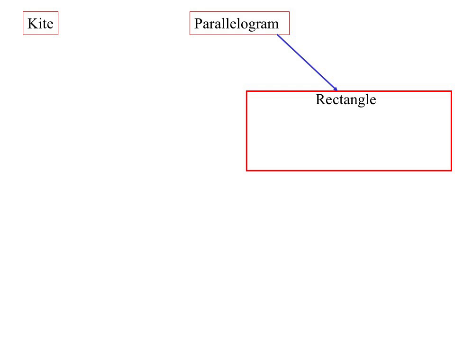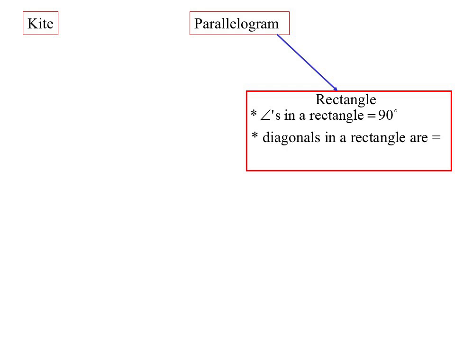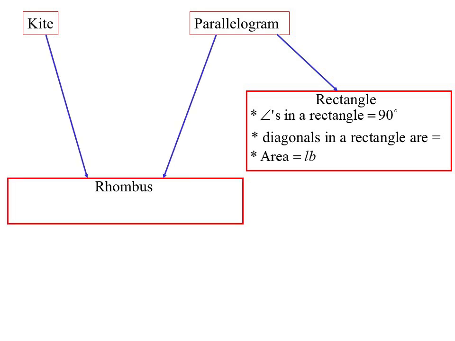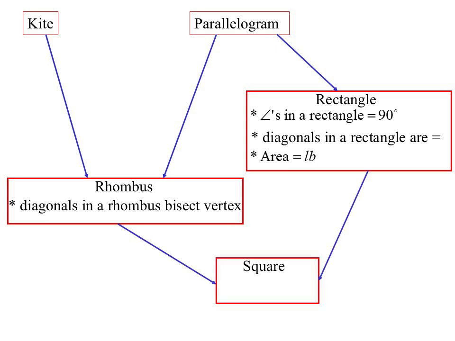We become a little bit more specialised because now we know that those angles are actually 90 degrees. It also now makes the diagonals equal in the rectangle. Length times breadth, there's an area. Our rhombus, which is both a kite and a parallelogram. So it joins those features together, but it now also has this additional feature of the diagonals will bisect the vertex. And then we finally branch down to, I guess, the perfect quadrilateral, the square.